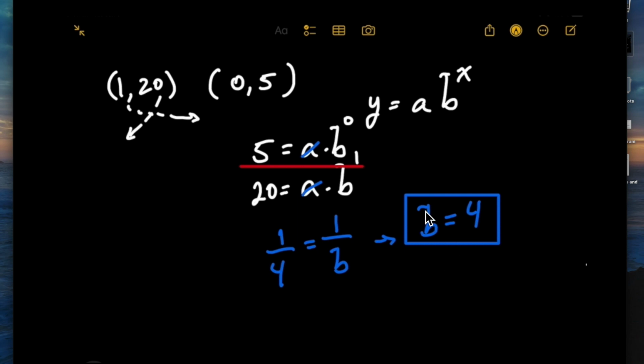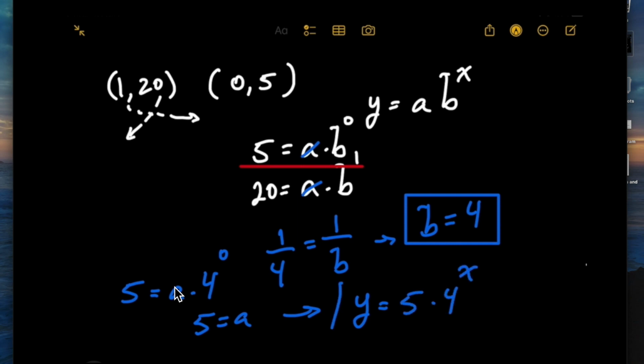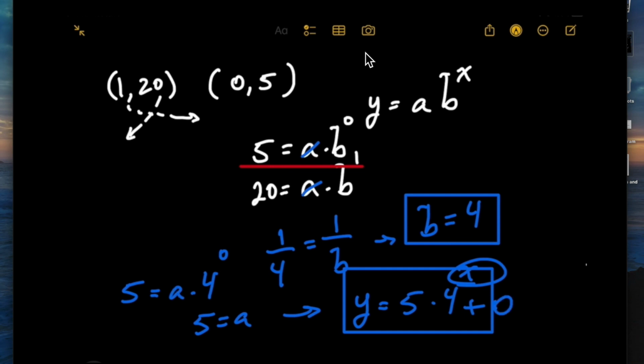Now it's a matter of just plugging b equals 4 into one of these equations to get our a. So let's use the top one. 5 equals a times 4 to the 0 power. And we're going to get 5 equals a. And we're going to rebuild our equation to get 5 times 4 to the x power, which is the same result that we had a few moments ago. Again, no transformation and no horizontal asymptote.